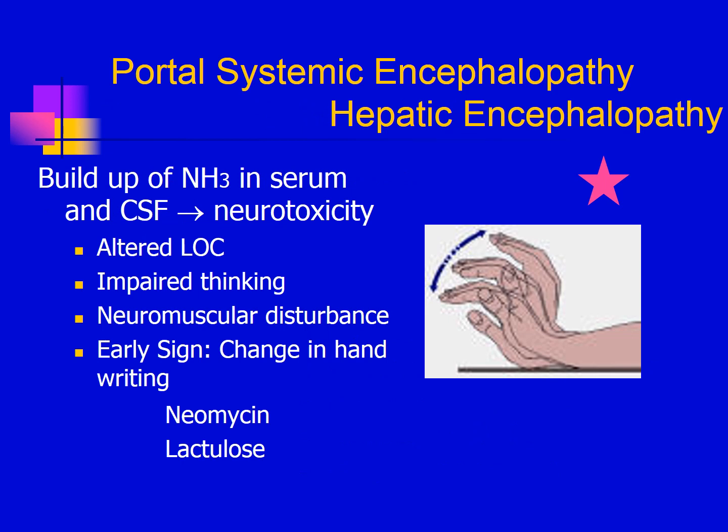So systemic portal encephalopathy. So here what you have is, again, a buildup of the ammonia level in the central nervous system, cerebrospinal fluid, which leads to neurotoxicity. And when there's toxicity in the brain, you see signs and symptoms that tell you something is wrong. So altered level of consciousness, impaired thinking, neuromuscular disturbance. Early signs include change in handwriting, right? Treatment is neomycin and lactulose to help bind and excrete the ammonia through the GI system. Next slide.